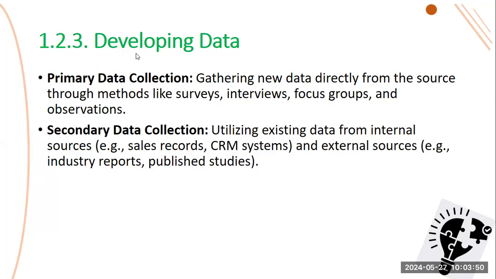So, developing data. We already discussed the data requirements, and now how we can develop the data. Two types of data are available to marketing research students. You all know this: primary data and secondary data. Primary data means gathering new data directly from the source through methods like surveys, interviews, focus groups, and observations.